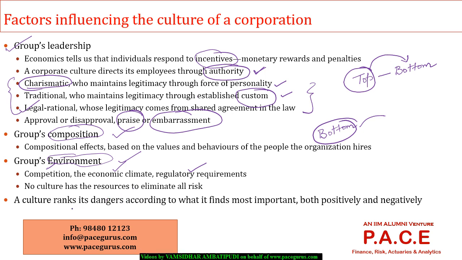There is a good saying which says every culture has some kind of danger or the other associated. The only thing is, based on the culture, the dangers of the organization are ranked and prioritized, both on what is good, what is bad, and what is more important, what is not. Based on the ranking, the set of activities are taken up accordingly. That's how we can simplify the factors that are influencing the culture of the corporation.